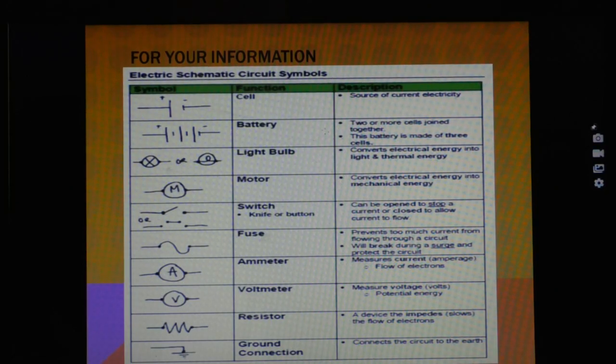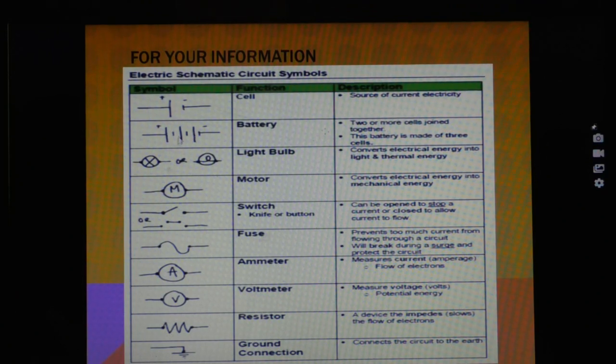Before moving towards the circuit diagram, here is some information for you: electrical schematic circuit symbols. While dealing with circuit diagrams we deal with different types of symbols, and we must know how to read them. What do these symbols mean? In the first box, there are two bars, one bigger and one smaller. The bigger one stands for positive, the smaller one stands for negative. It stands for a cell, and a cell is a source of current electricity.